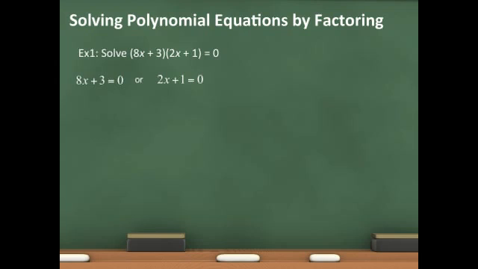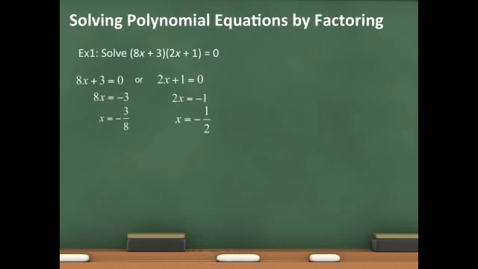If we take the first equation, 8x plus 3 equals 0, we solve by subtracting 3 from both sides of the equation. Next, we divide both sides by 8. This gives us x equals negative 3/8. If we look at the second equation, 2x plus 1 equals 0, we solve by subtracting 1 from both sides of the equation. Next, we divide by 2. This gives us x equals minus 1/2. Therefore, we have two solutions, minus 3/8 and minus 1/2.